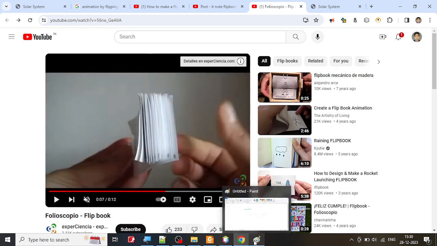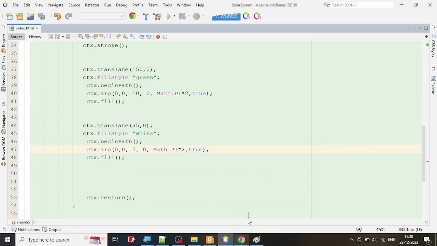Okay, so what we are going to do is initially we are going to draw the sun here, earth here, and moon here.